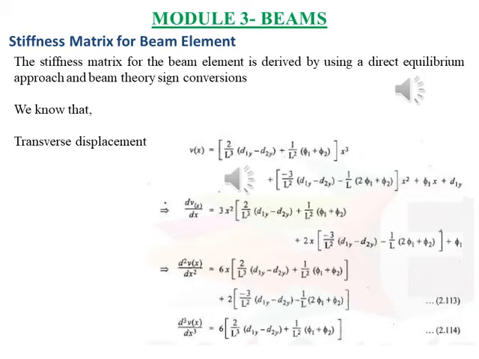So again, if I am finding the third differential, d cube of mu of x by dx cube, then only the first term will remain, that is 6 into x will vanish, 6 into 2 by L cube into (d1y minus d2y) plus 1 by L square into (phi 1 plus phi 2), and the second term, that is a constant, will vanish. Now moving on to the next slide.